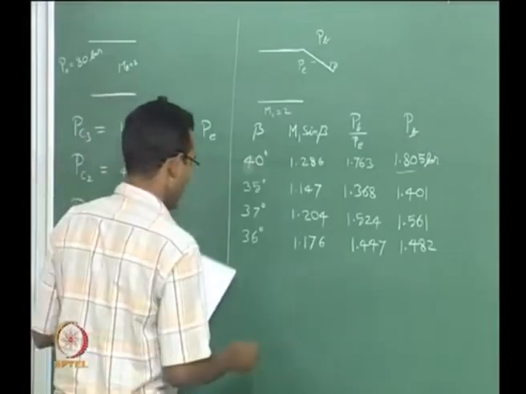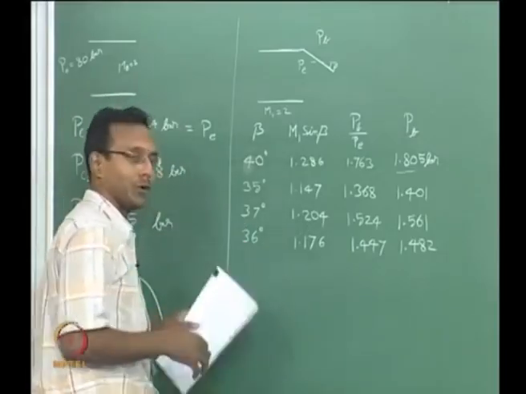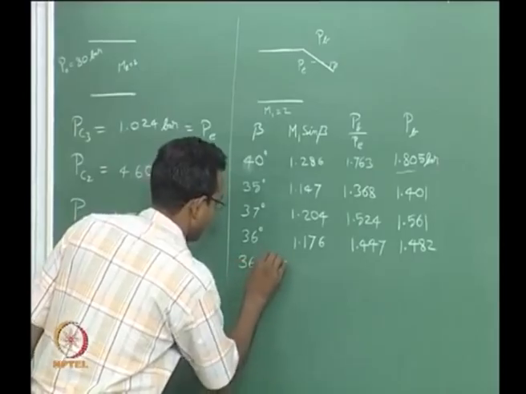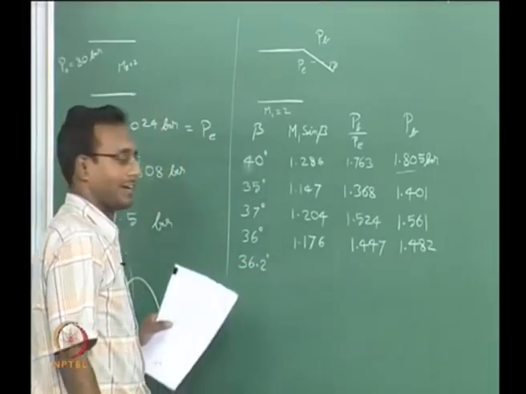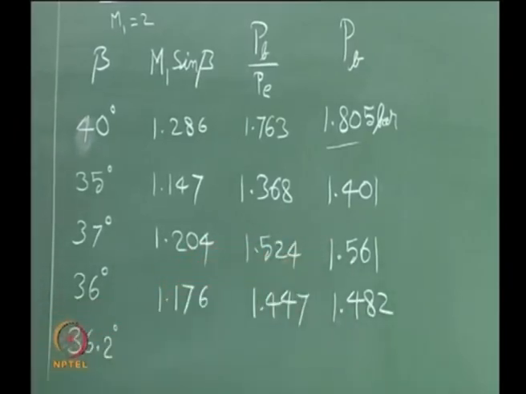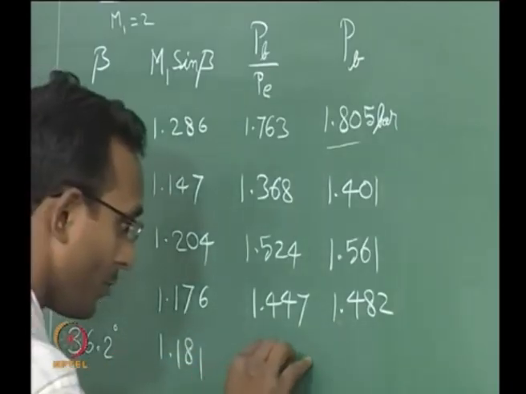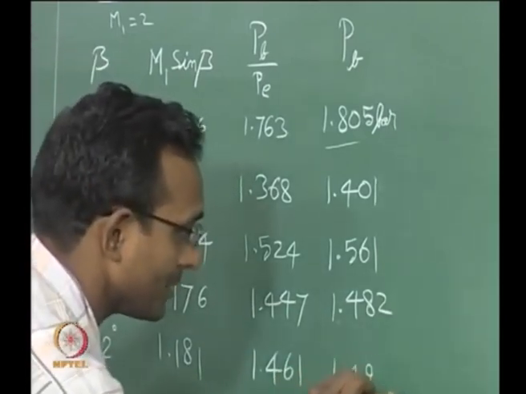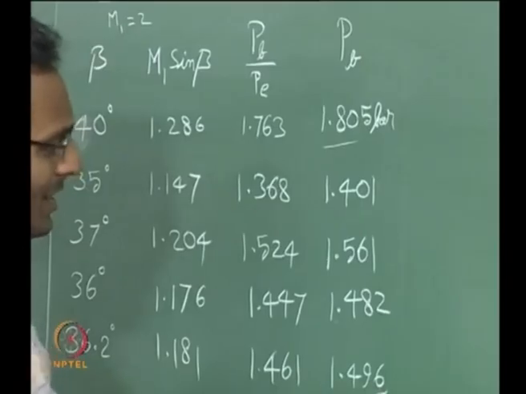Okay. So I tried this 36.2. Just a guess. I know the answer should be closer to 1.48 than 1.56. Then I am getting 1.181, 1.461 and this is 1.496. I don't want to iterate any more than that.